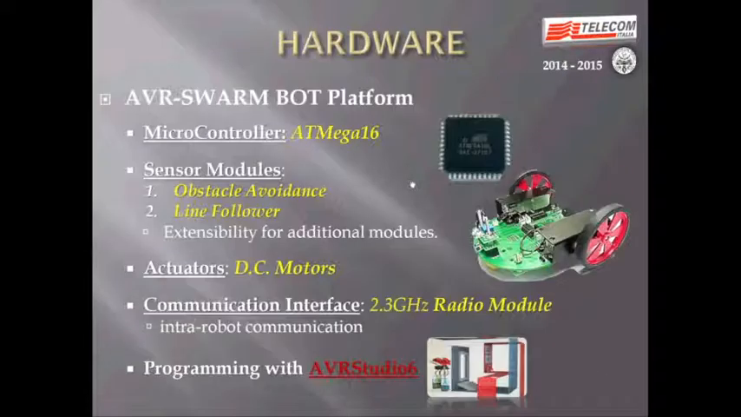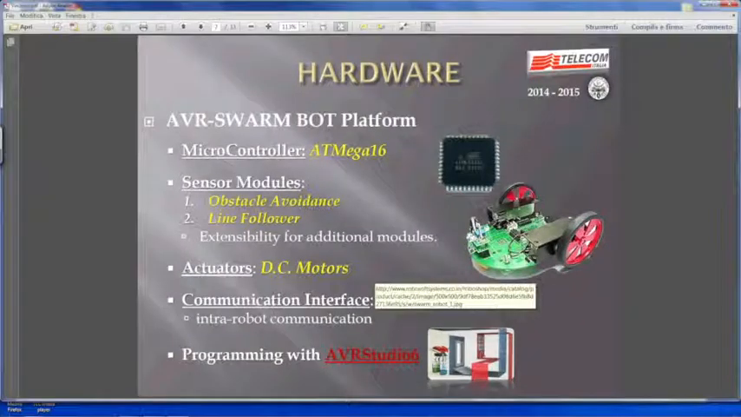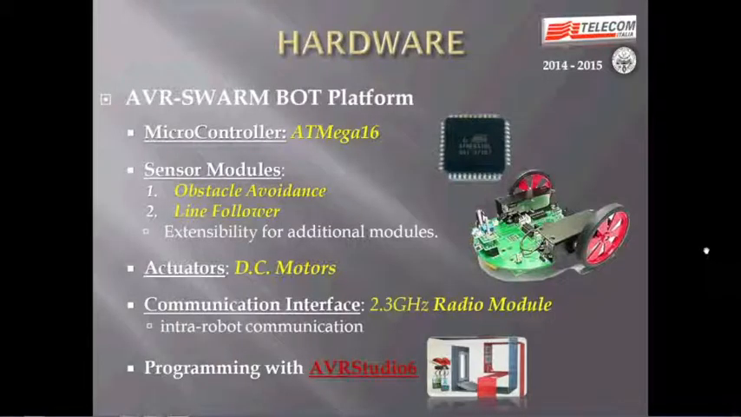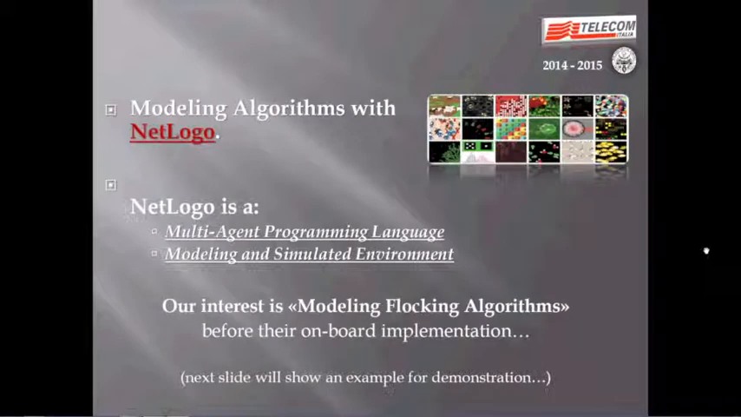In fact, in the hardware, I have an ATmega16, an 8-bit ATmega16 at 8 megahertz. We have two sensor modules, that is the obstacle avoidance present in front of the robot, and the line follower. The line follower is present at the bottom. I have the actuators, DC motors, and a communication system, a 2.3 GHz radio module present in this area of the robot. And I will use it in order to realize a communication among the agents.